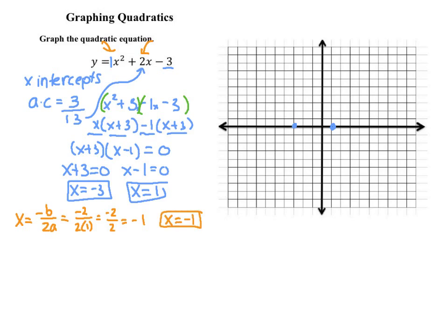And I can show that on my graph. I'm going to go ahead and show that just with a dotted line. That way I know where my line of symmetry is.